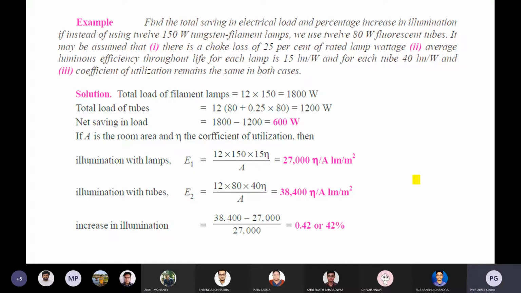It may be assumed that number one, there is a choke coil loss of 25% of the rated lamp wattage. Number two, the average luminous efficiency throughout life is 15 lumen per watt for each lamp and 40 lumen per watt for each tube. And number three, the coefficient of utilization remains the same in both cases. So that you need to find out.